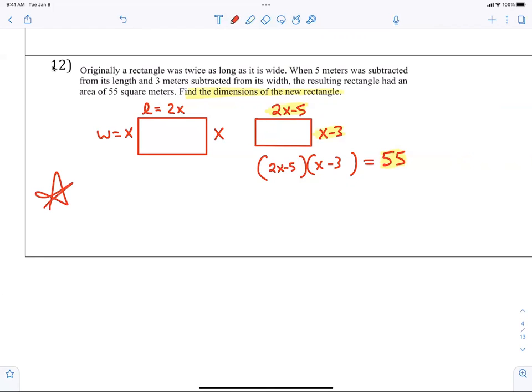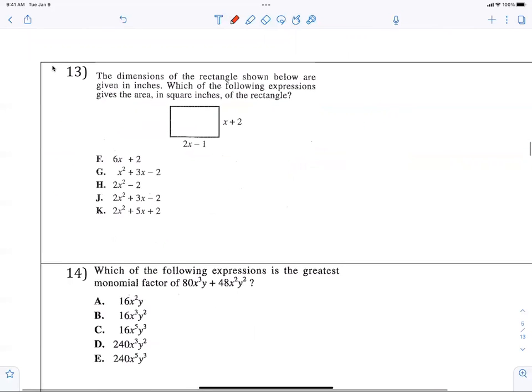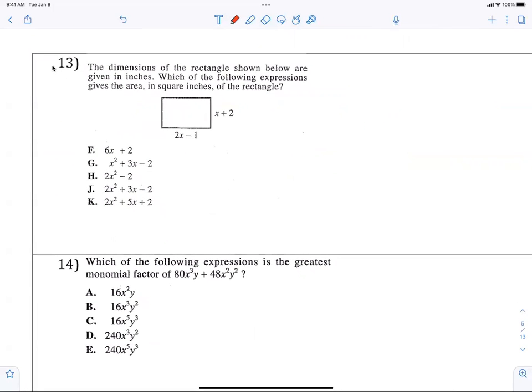All right, so again, finish 12 tonight. That just means multiply that out, subtract 55, refactor, set the factors equal to 0. All right, here we go. These next couple should be pretty good for us.